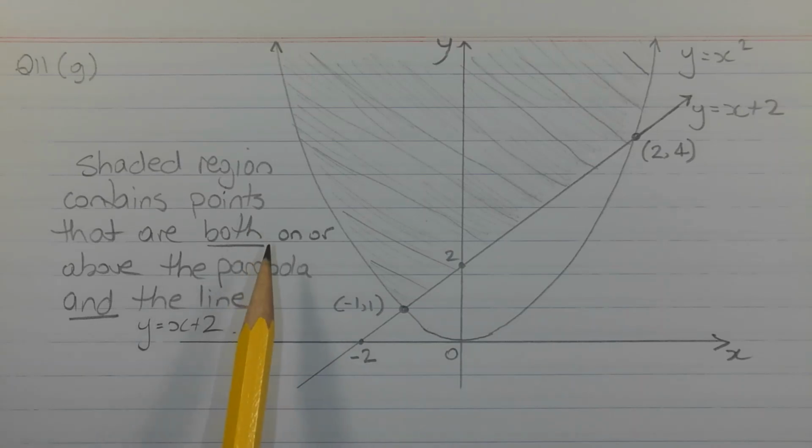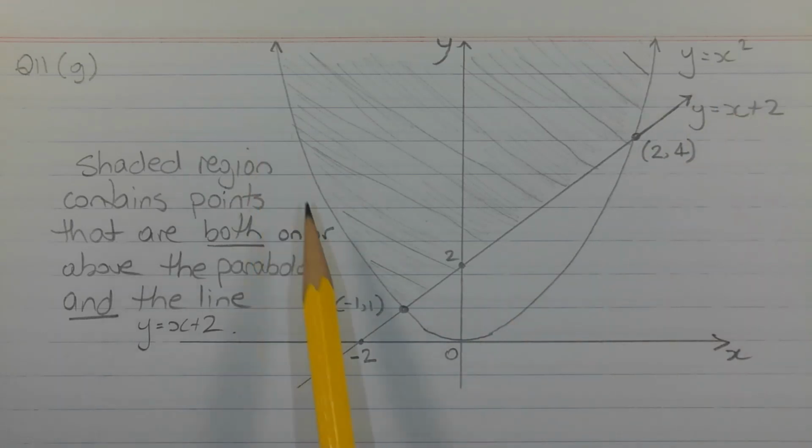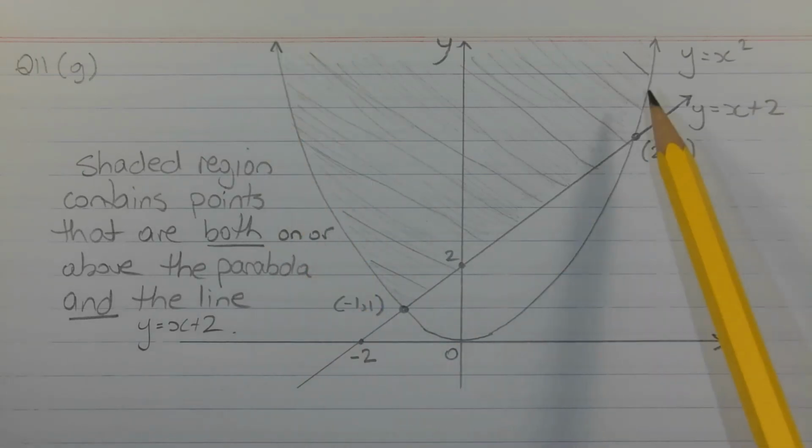Now because it's both on or above, not just above, the curve itself and the line are drawn using a solid line, not a dashed line. So let's say, for example, the inequalities were y is greater than x squared rather than y is greater than or equal to x squared, in which case the graphs will have to be drawn using a dashed line instead, because that's not part of the inequality or the solution to the inequality.